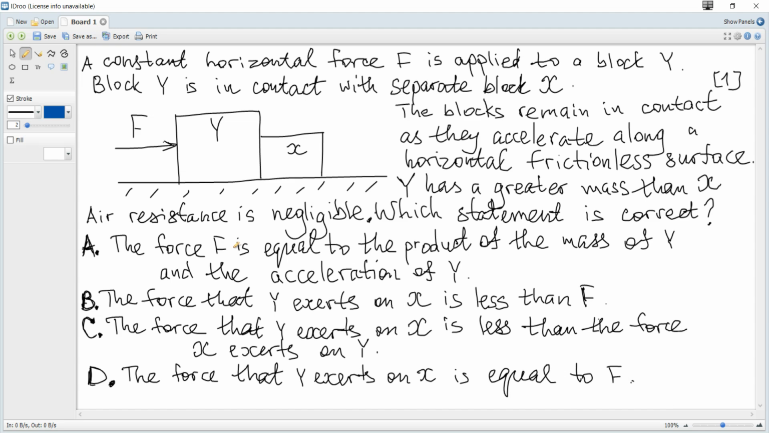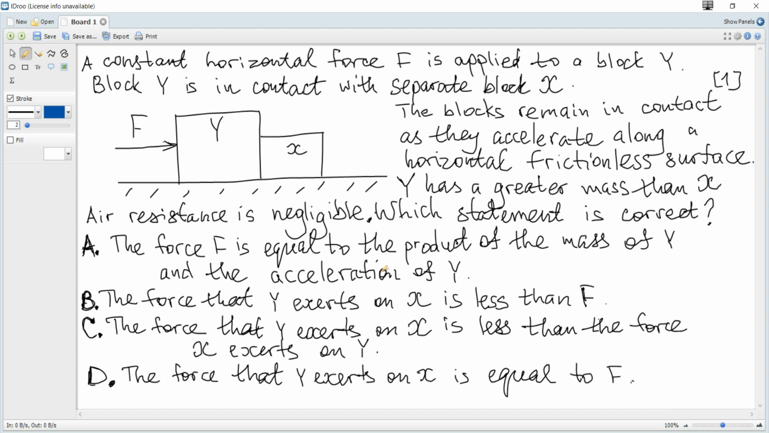A constant horizontal force F is applied to a block Y. Block Y is in contact with a separate block X. The blocks remain in contact as they accelerate along a horizontal frictionless surface. Y has a greater mass than X. Air resistance is negligible. Which statement is correct?